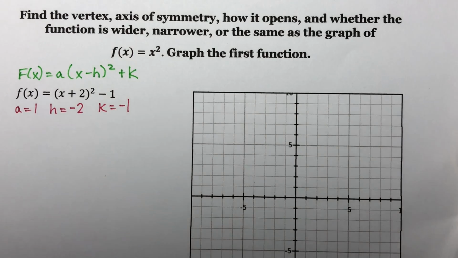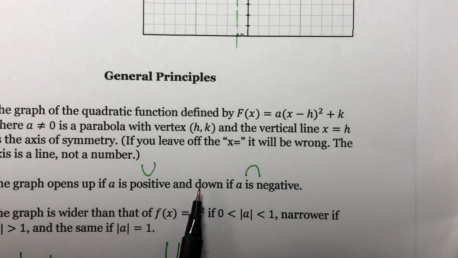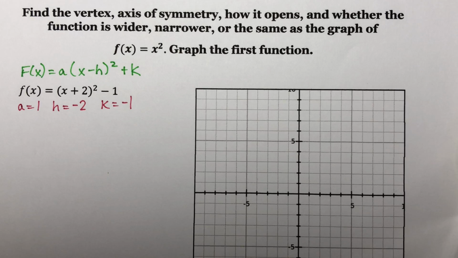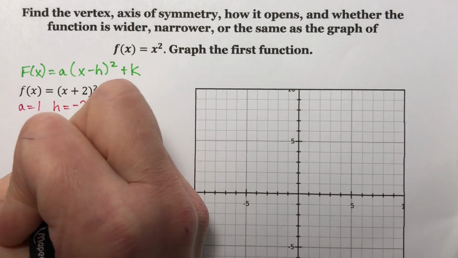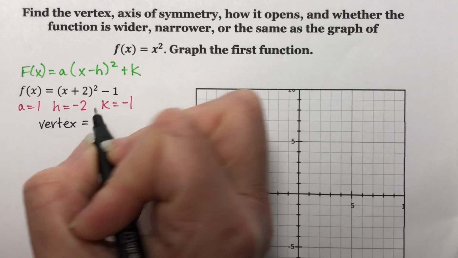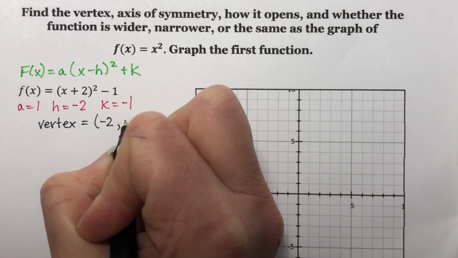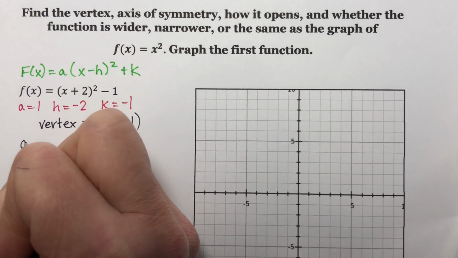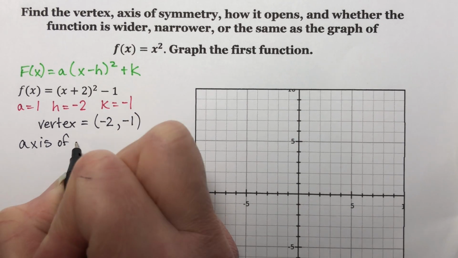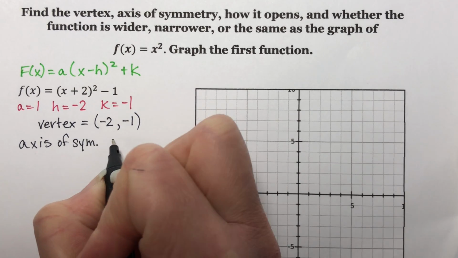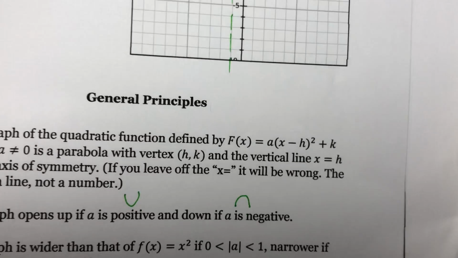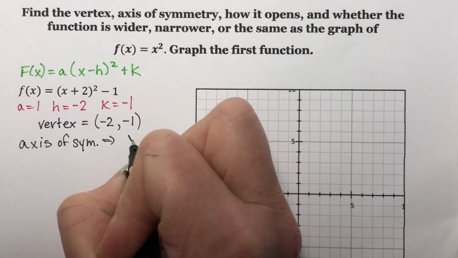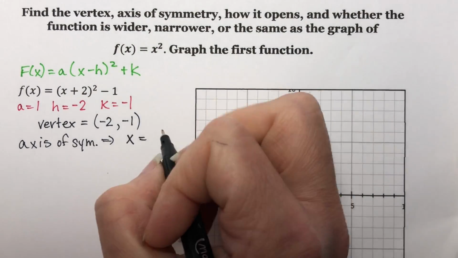Let's find the vertex. Well, the vertex is hk. It's going to be the point hk. So the vertex is equal to negative 2, negative 1. Okay, the axis of symmetry is going to be the vertical line x equals h. And we have to have the x equals, so x equals whatever h equals, negative 2.